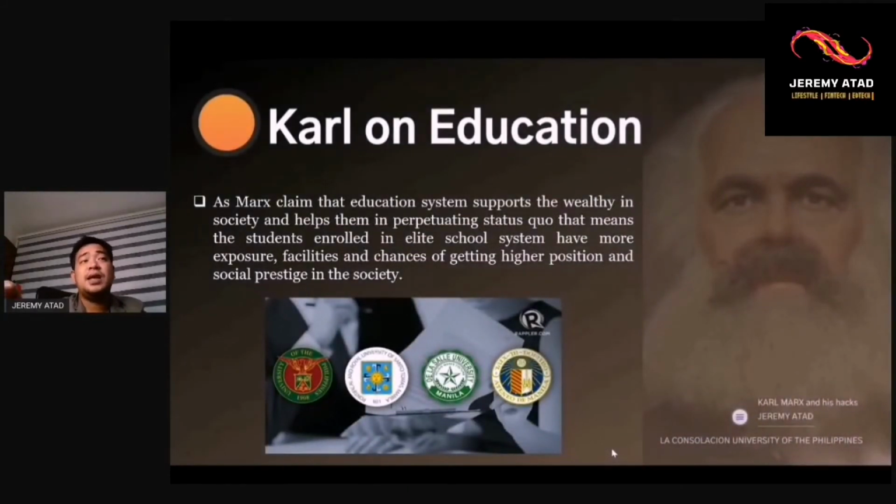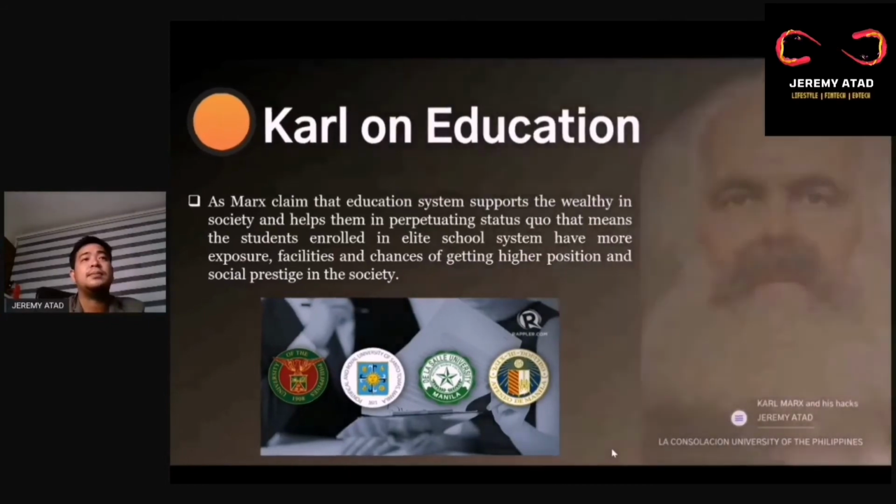As Marx claimed, the education system supports the wealthy in society and helps them in perpetuating the status quo, that means the students enrolled in the elite school system have more exposure, facilities, and chances of getting higher positions and social prestige in society. Many researchers confirm the assumption behind Karl Marx's theory that elites maintain the status quo in the education system, as the upper class have more resources and life chances to avail the opportunities and quality of education. So the students of these institutions get higher positions in the examination system and have more chances to get higher education and highly paid jobs.